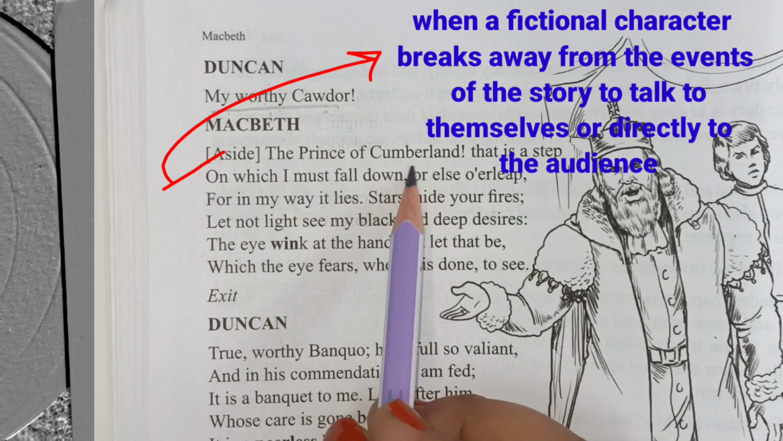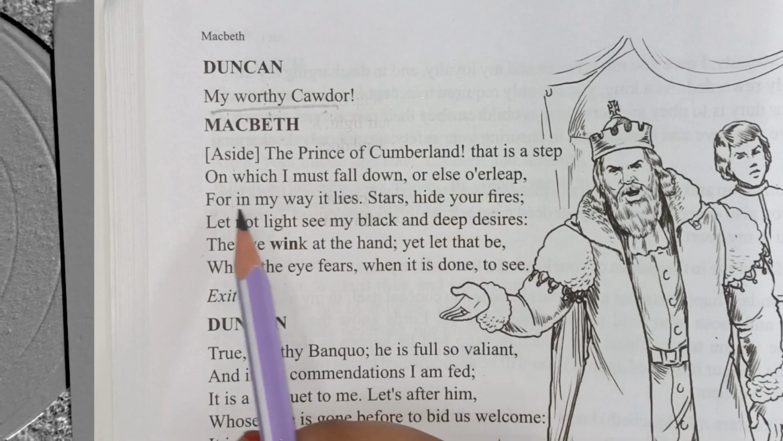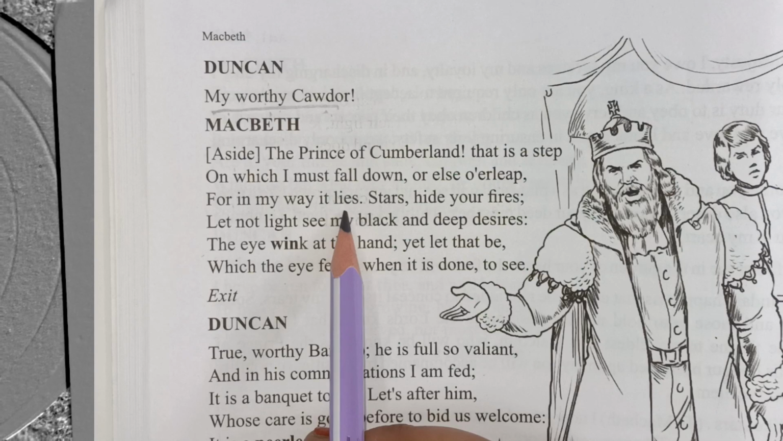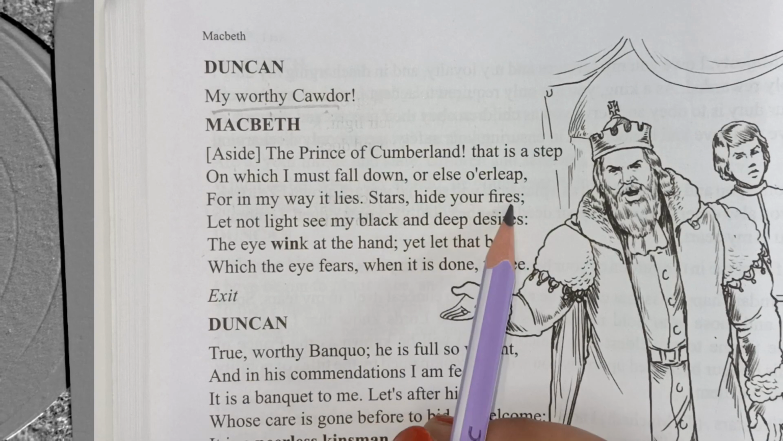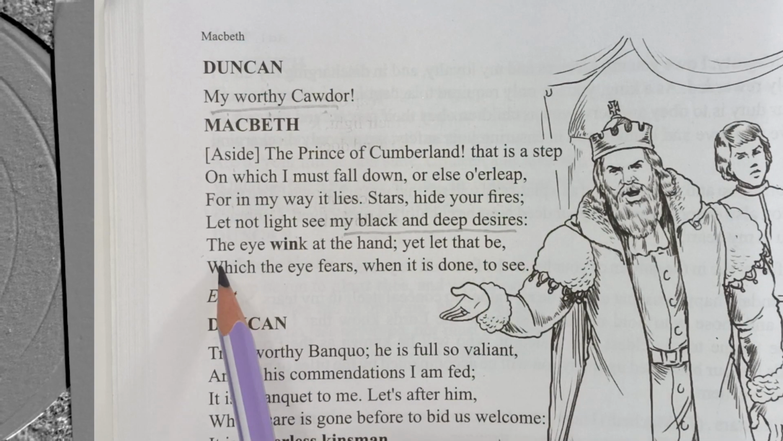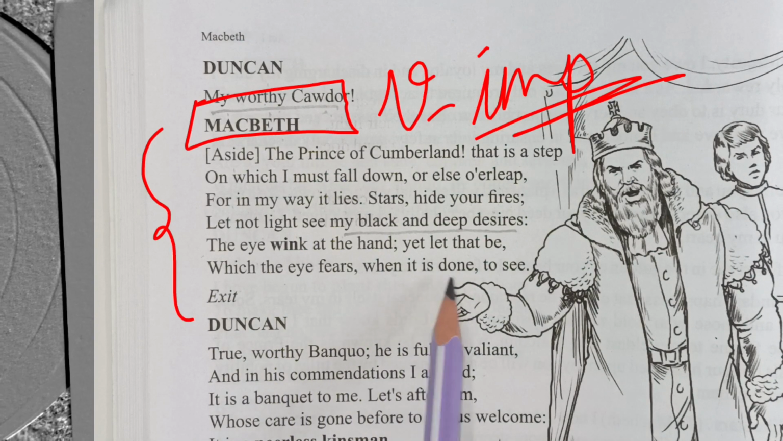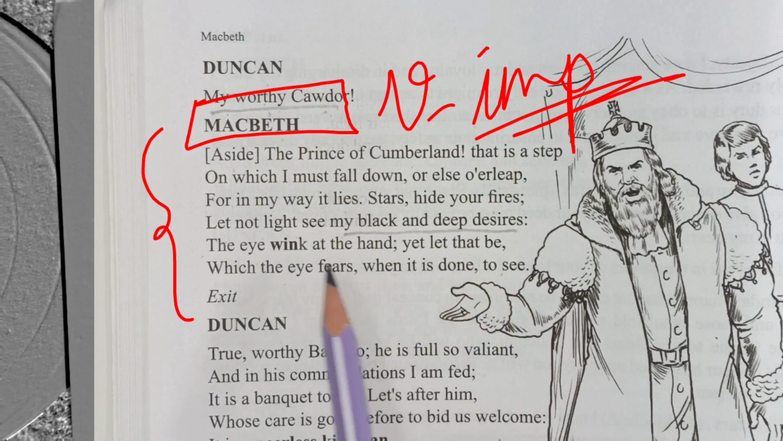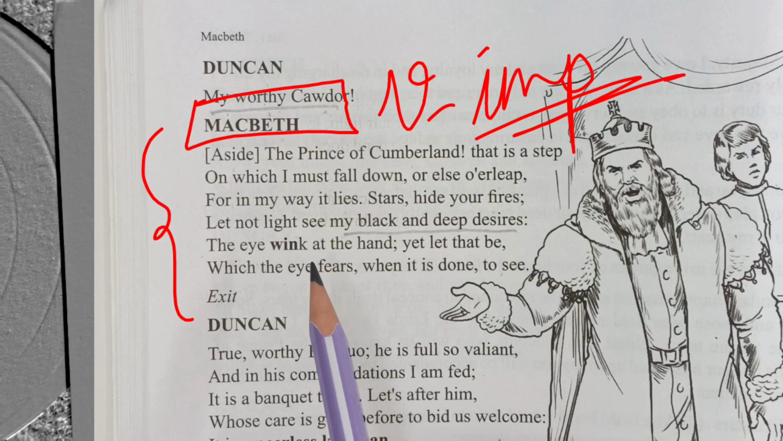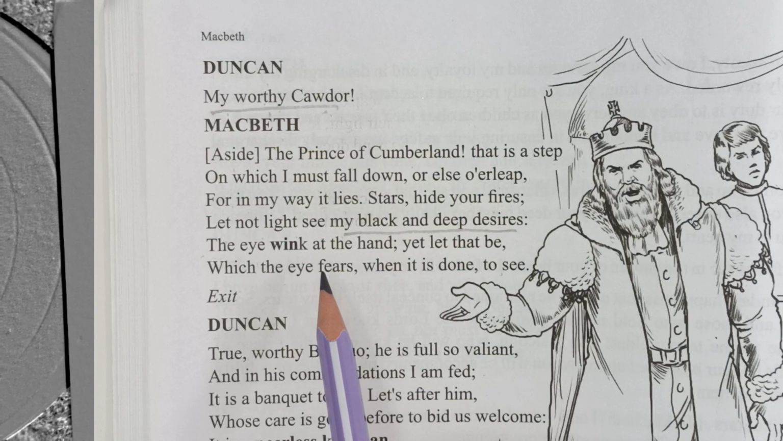"The Prince of Cumberland, that is a step on which I must fall down or else overlap, for in my way it lies." This is an obstacle. "Stars, hide your fires. Let not light see my black and deep desires." Very important. "The eye wink at the hand. Yet let that be which the eye fears when it is done to see." Very important. So what do you think are the feelings of Macbeth? Again, you may get a question here. What are the feelings of Macbeth? So learn these important speeches very well.